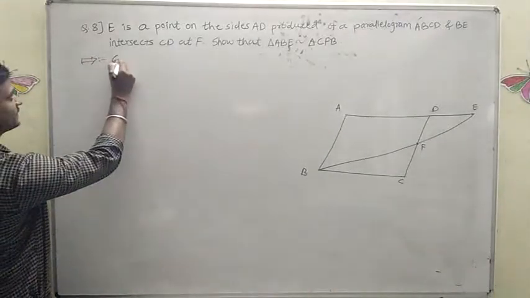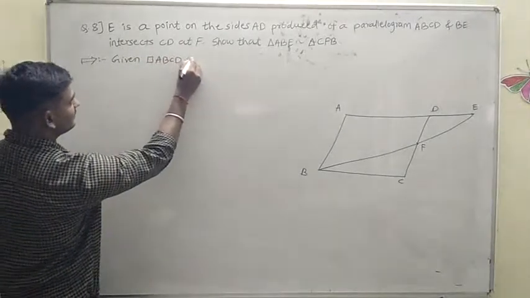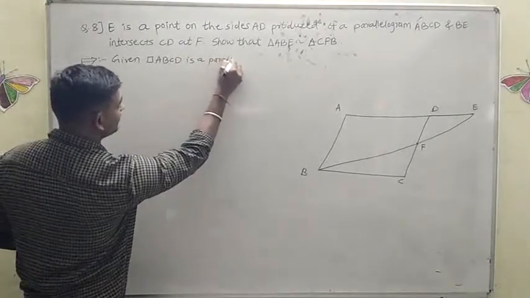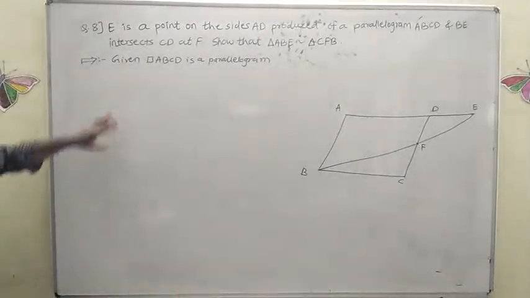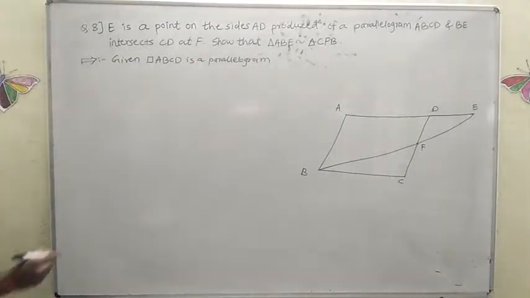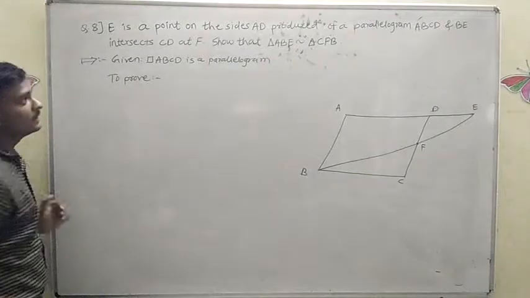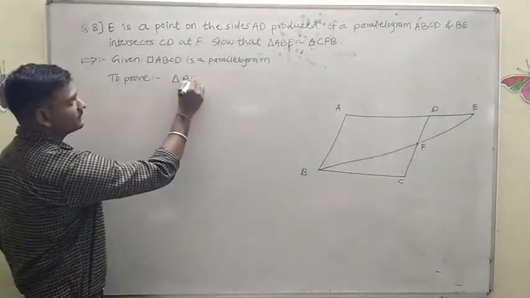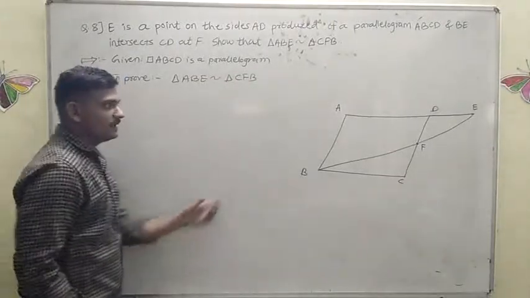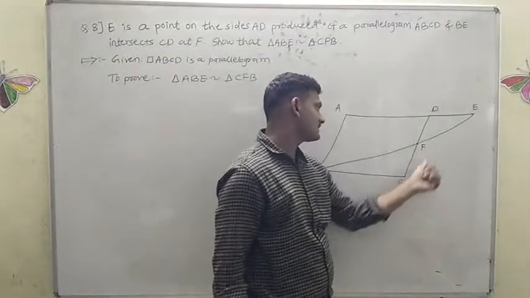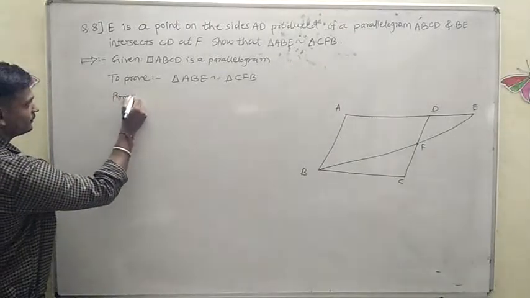Now, what is given here? Given: quadrilateral ABCD is a parallelogram. To prove: triangle ABE is similar to triangle CFB. We have to prove here. See here how to prove. Proof.